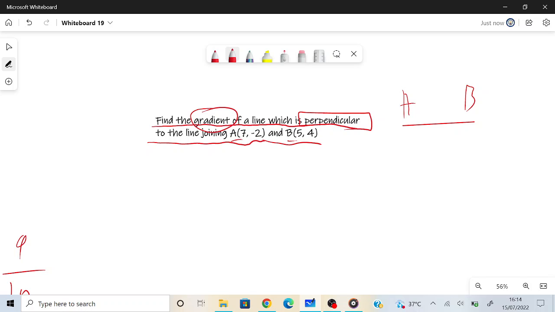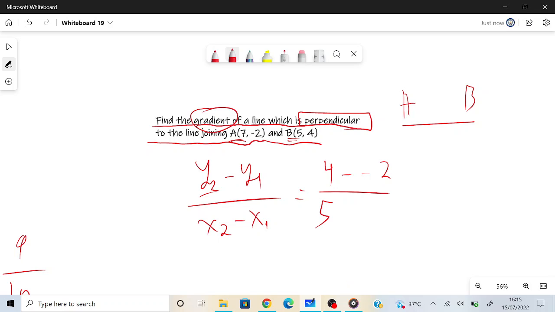Now, in lots of questions, you would also have to find the midpoint. However, in this question, there is no need, because we're not finding the exact equation. We're just trying to find the gradient of the line which is perpendicular to A and B. So to find the gradient of A and B, we do y2 minus y1 over x2 minus x1. Doing this, our y2 is 4 and our y1 is minus 2, so 4 minus minus 2, and then our x2 is 5 and our x1 is 7. Doing this, 4 minus minus 2 is 6, because two minuses become a positive.